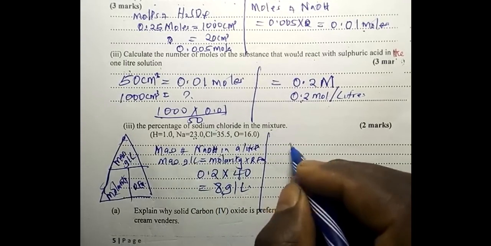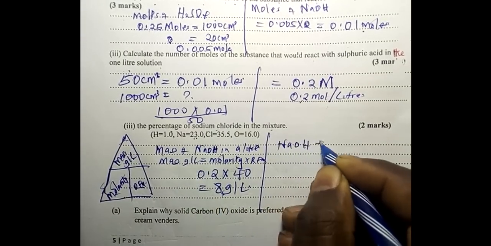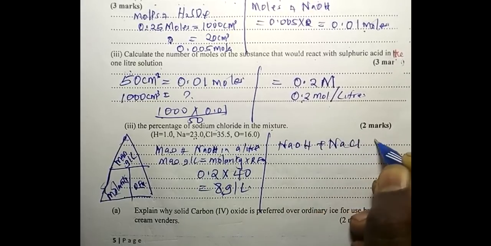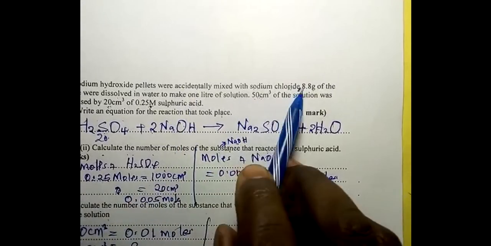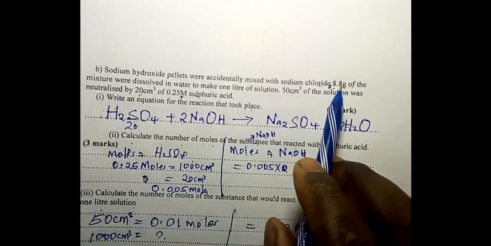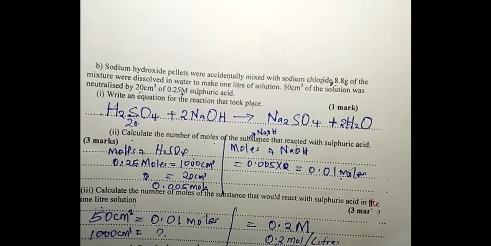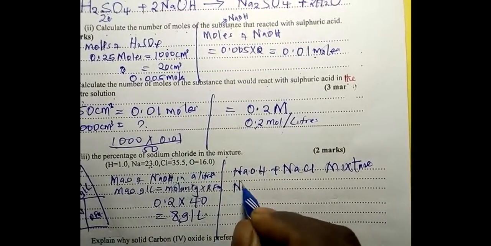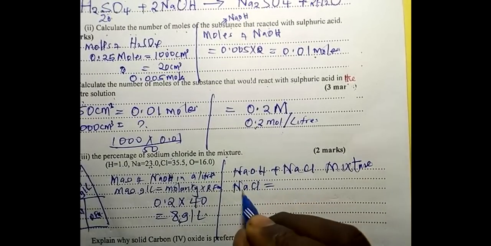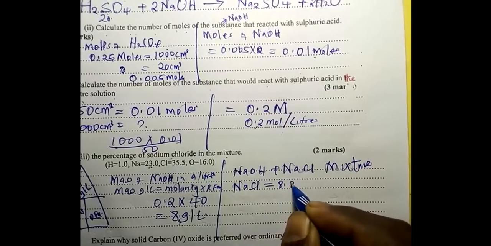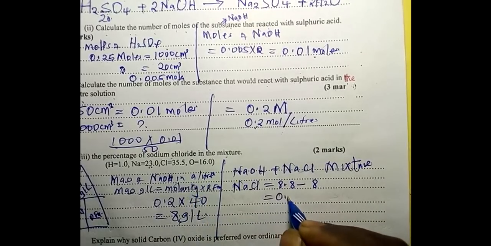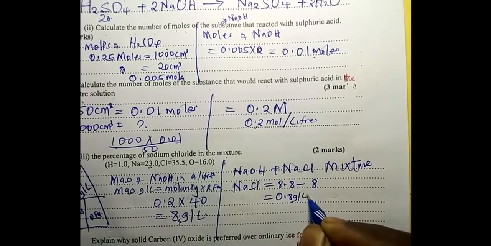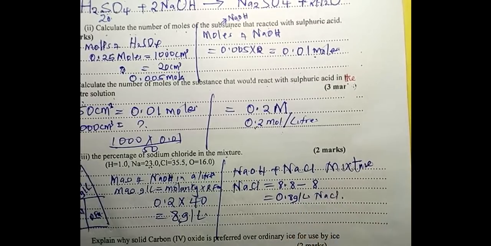But the mixture, the sodium hydroxide plus sodium chloride mixture, contains 8.8. So it means that sodium chloride itself contains the difference. The mass of sodium chloride will be 8.8, the total, subtract 8 for sodium hydroxide in 1 liter. So this will give us 0.8 grams per liter of sodium chloride.